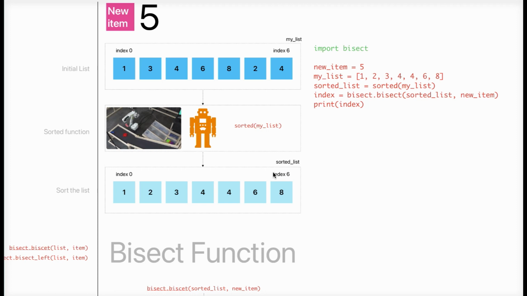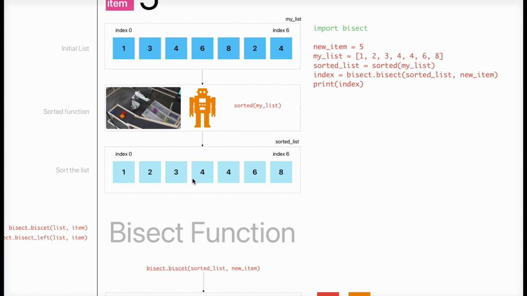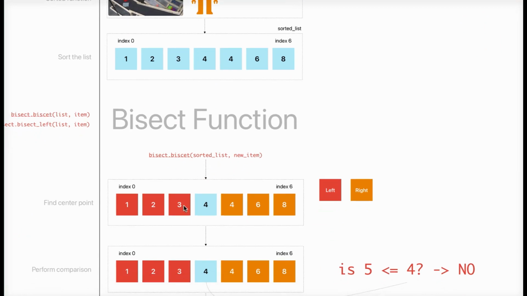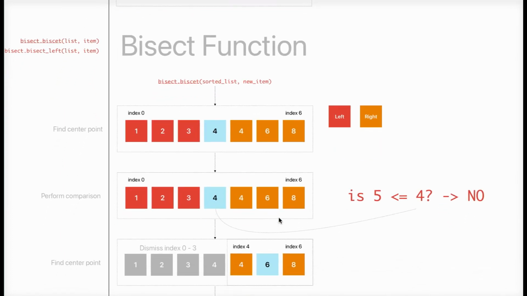To do that, what bisect does is clever. It first finds the center point, and once the center point is found, it compares that center point with the new item. So here you go. In our case, because our list has a length of 7, the center point will be the 4th item. The irony is the 4th item here also has a value of 4. So we compare 4 against 5, checking whether 5 is less than or equal to 4.